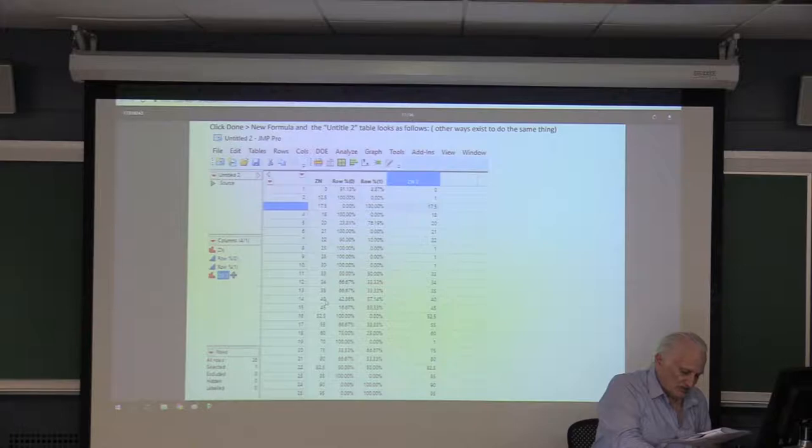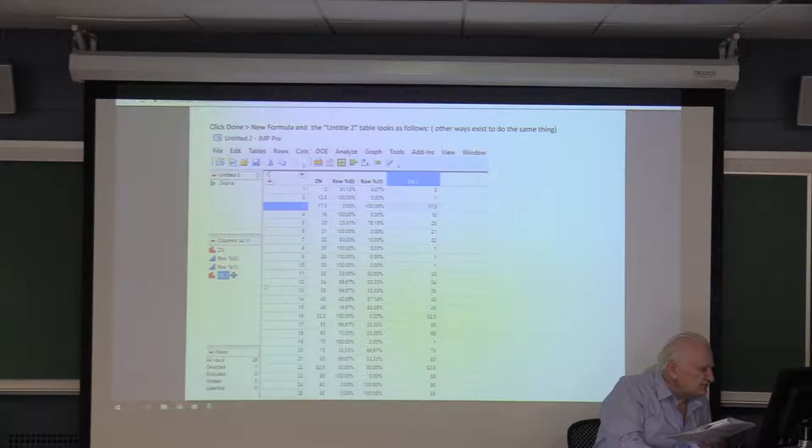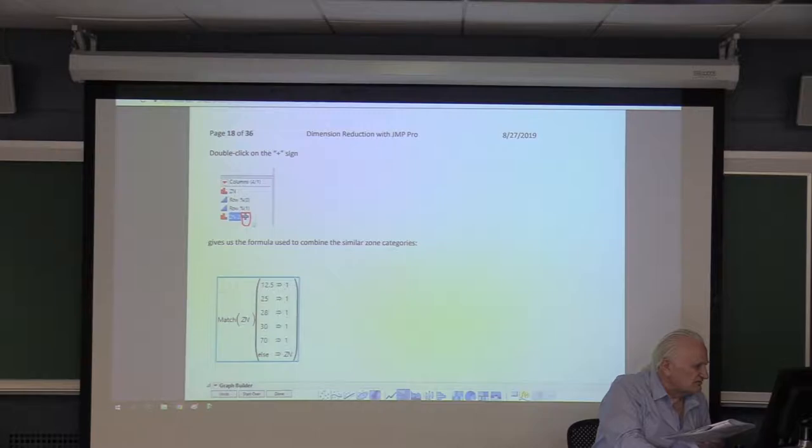What I want to do next, depending on if you recoded the 12.5 group, is click this plus sign, and then you will see the formula that is used. Basically here, I recoded only these and I just made them all 1. So instead of 12.5, you recode 1, 25, 1, 28, 1, all of these now become 1. So you have 1, 2, 3, 4, 5. 5 zones will collapse into 1.